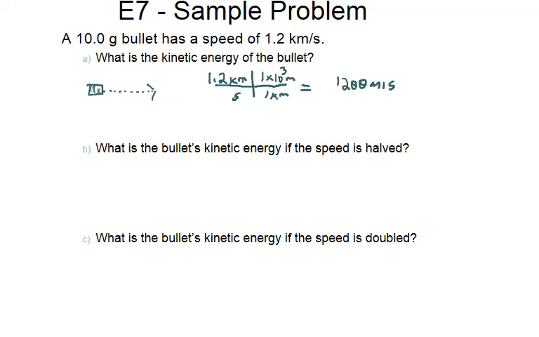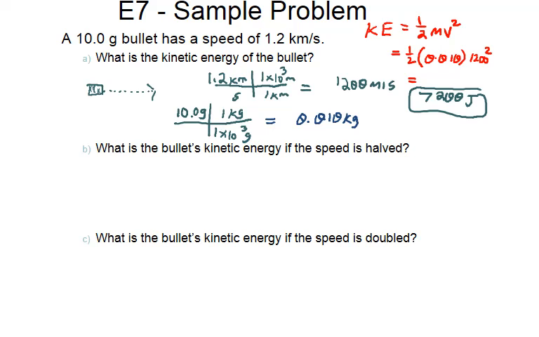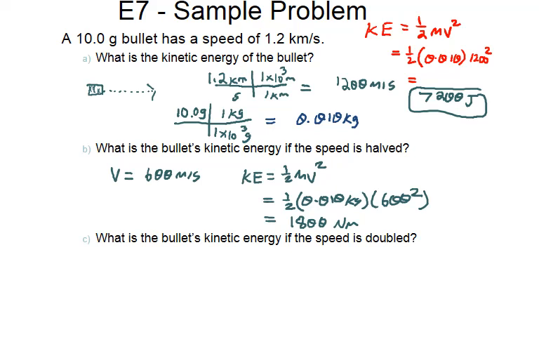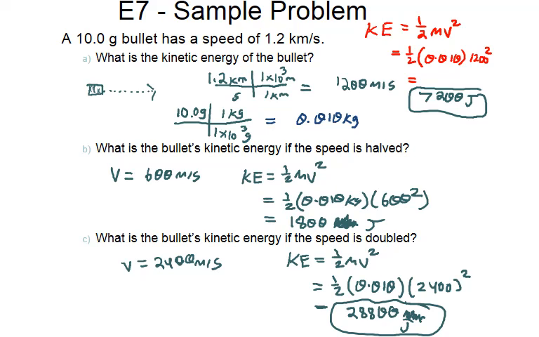Okay, so for the speed, you should get 1,200 meters per second, mass of 0.010 kilograms, for an energy in part A of 7,200 joules. And then we can compare that to when the speed is halved. So when the speed is halved, we should get 1,800 joules for energy. And then for when it's doubled, we get 28,800 joules.